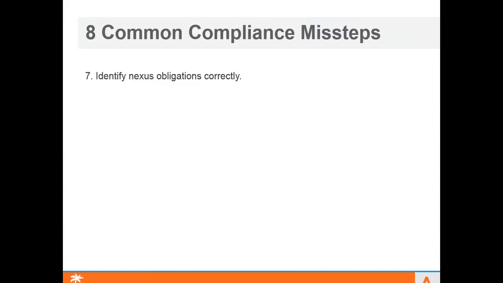So having a good way to manage all your exemption certificates, I'll talk a little bit more about how that can be really important, but just know that those are easy targets when it comes to auditors.